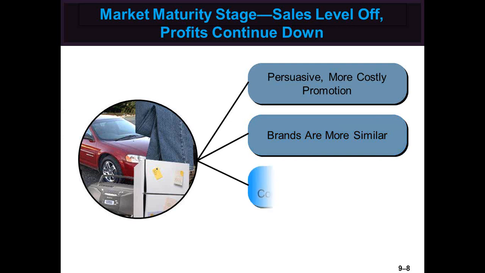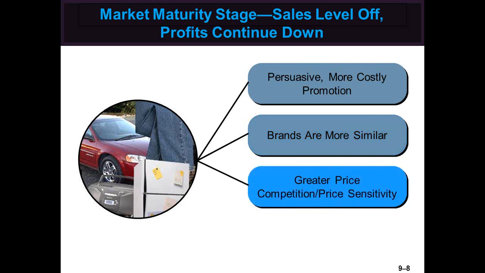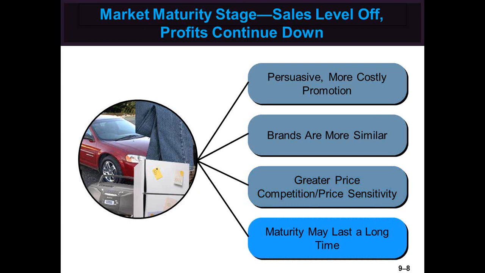Persuasive promotion becomes more important as competitors try to encourage consumers to buy one brand over another. As consumers view the brands as being more and more similar, they become more price sensitive and demand becomes increasingly elastic. The maturity phase may last many years until a new product idea comes along.